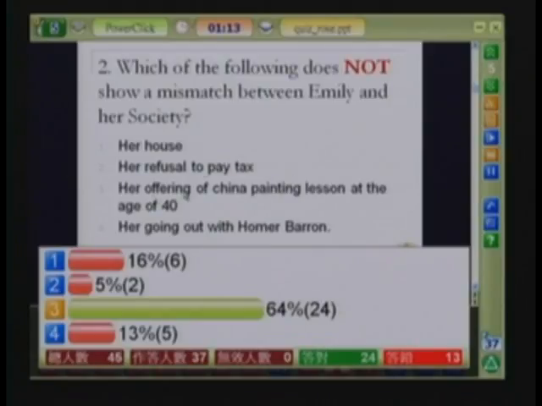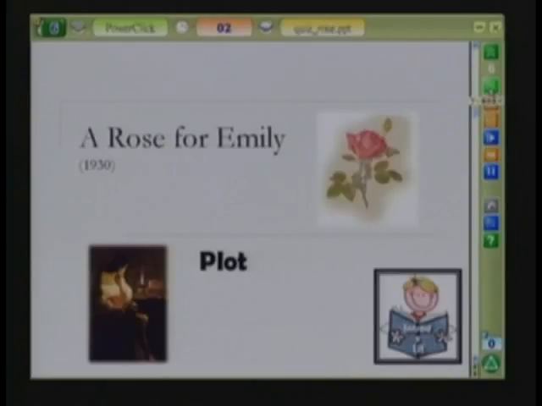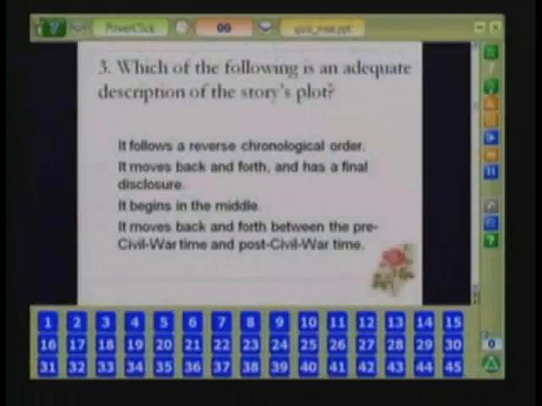Okay, so this is not a mismatch, but her refusal to pay tax at a time when it's really a time of democracy and everybody should pay tax, or her going out with Homer Barron, who is a Yankee from the North, also a laborer, a foreman, is inappropriate. Likewise, her house is an eyesore among eyesores by the time she dies. So that again is a suggestion of her not belonging to that society. Okay. Just now we have 2 questions about setting, and now let's move on to plot.